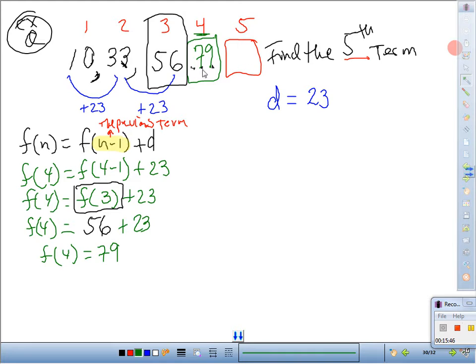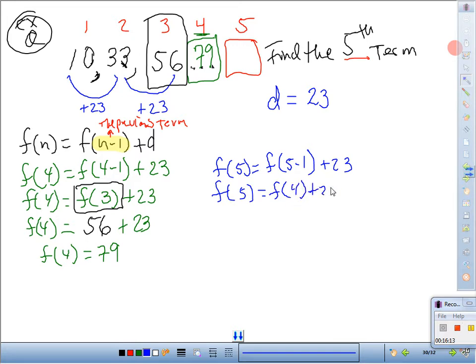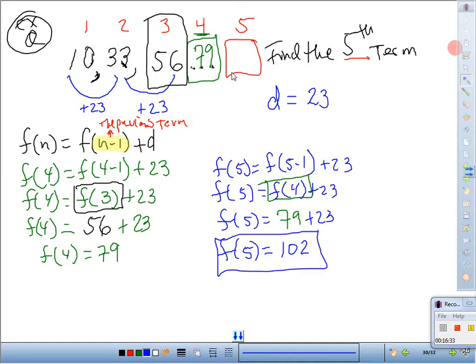Yes, because I need the previous. Do I have the previous now? Yes, so then I do this. F of 5 equals f of 5 minus 1 plus 23. F of 5 equals f of 4 plus 23. F of 5 equals, what is f of 4, everyone? 79 plus 23. F of 5 equals 79 plus 23, that's 102. 102. Question, Audrey.